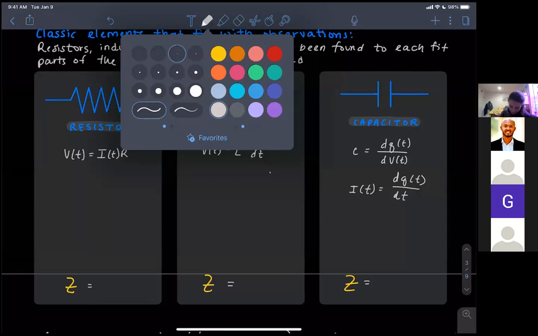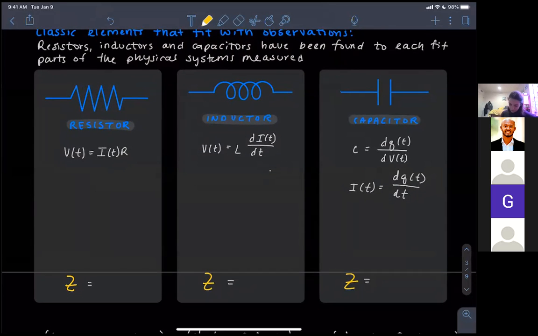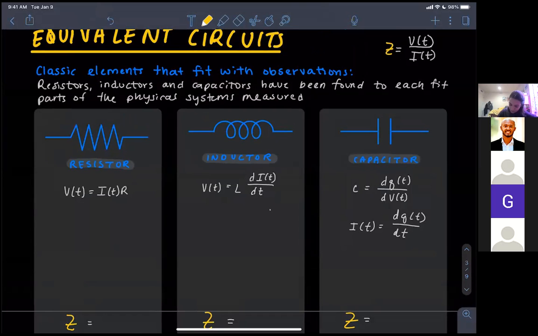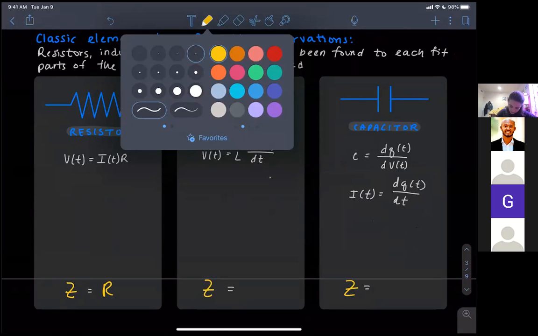What we can say here is that the potential is equal to the current times the resistance. Again, Ohm's law. So if we're going to divide our potential by our current, as we have up here, then we just end up with impedance equaling R. Cool, we can handle that. Next, on to the inductor.